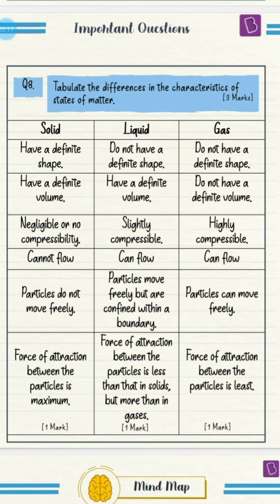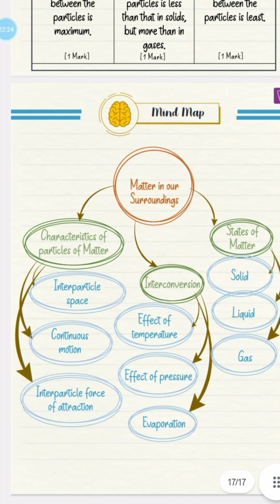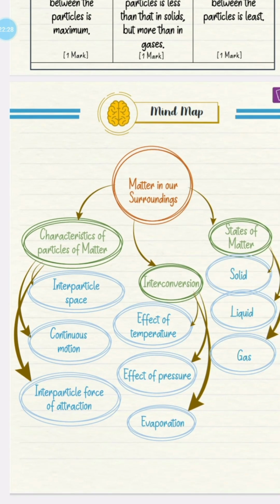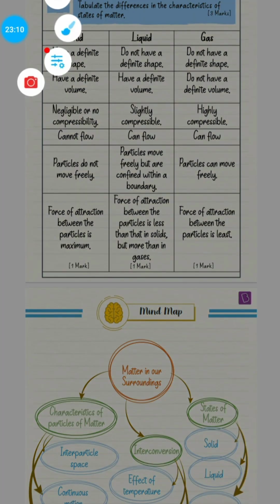Then we have to tabulate the differences in the characteristics of states of matter. We have already discussed it. Finally, we have come to the end of the chapter, the mind map. So let's visit it. Our chapter is Matter in Our Surroundings. There are three characteristics of matter: space, motion, attraction. Then interconversion of a state can be done by temperature and pressure change. We have states of matter: solid, liquid, gas, plasma, BEC, and we have evaporation and boiling. We have few definitions also. Those are latent heat of vaporization, latent heat of fusion. We have our melting point, boiling point, and freezing point.